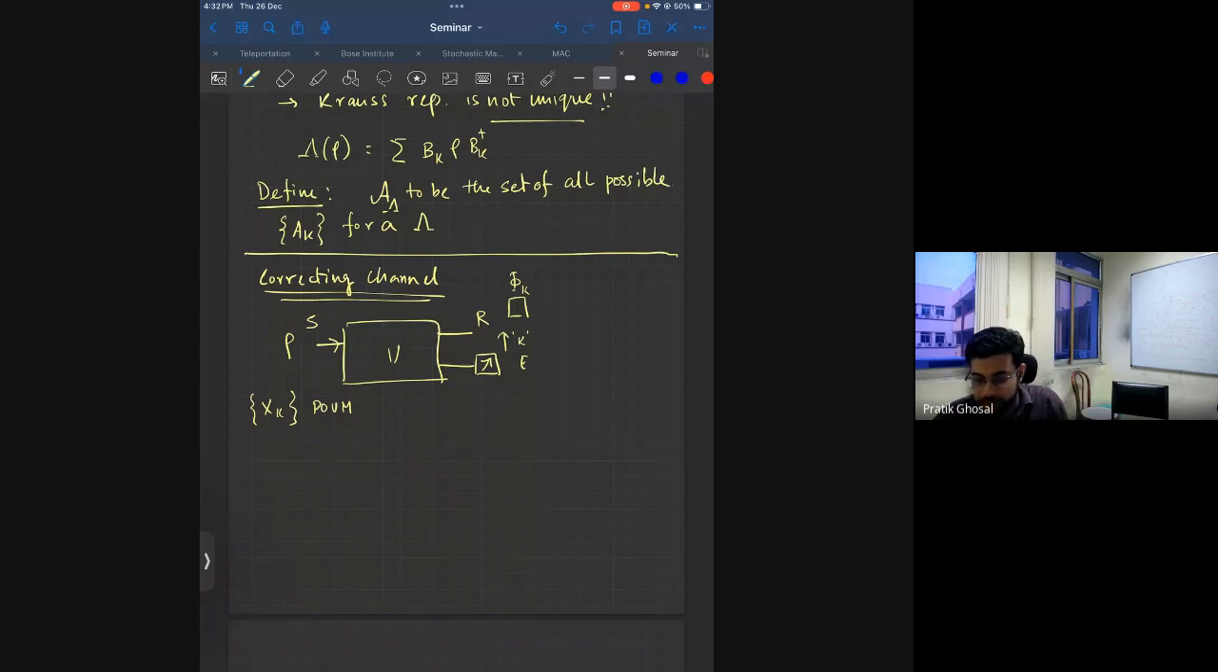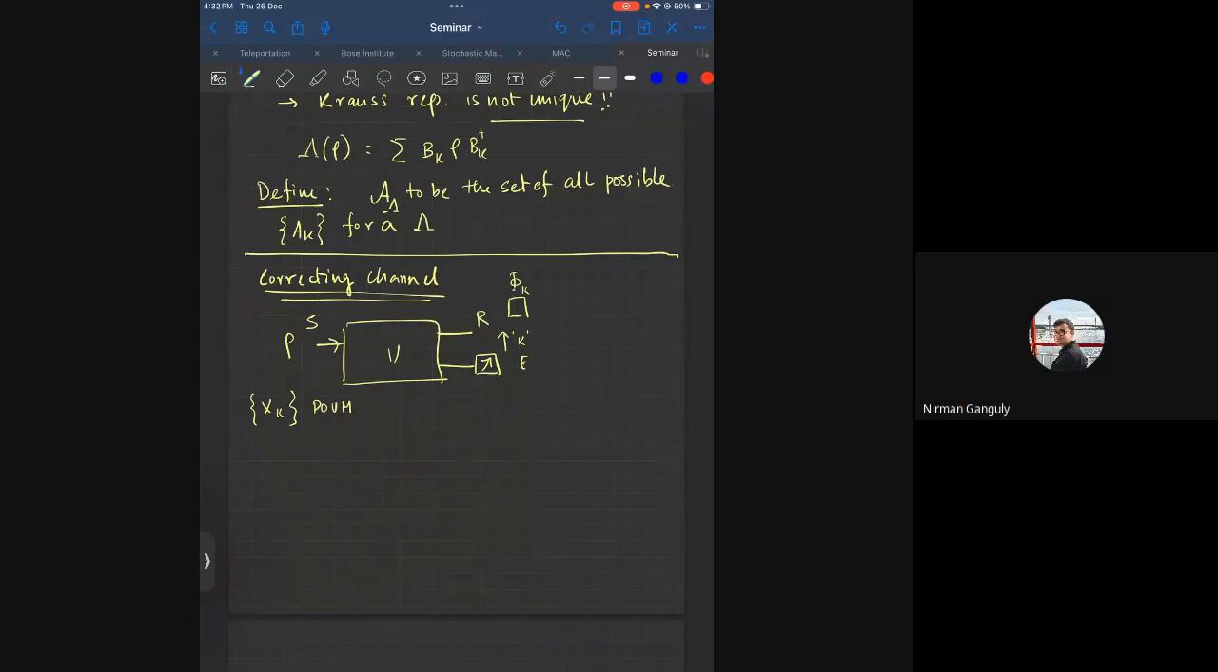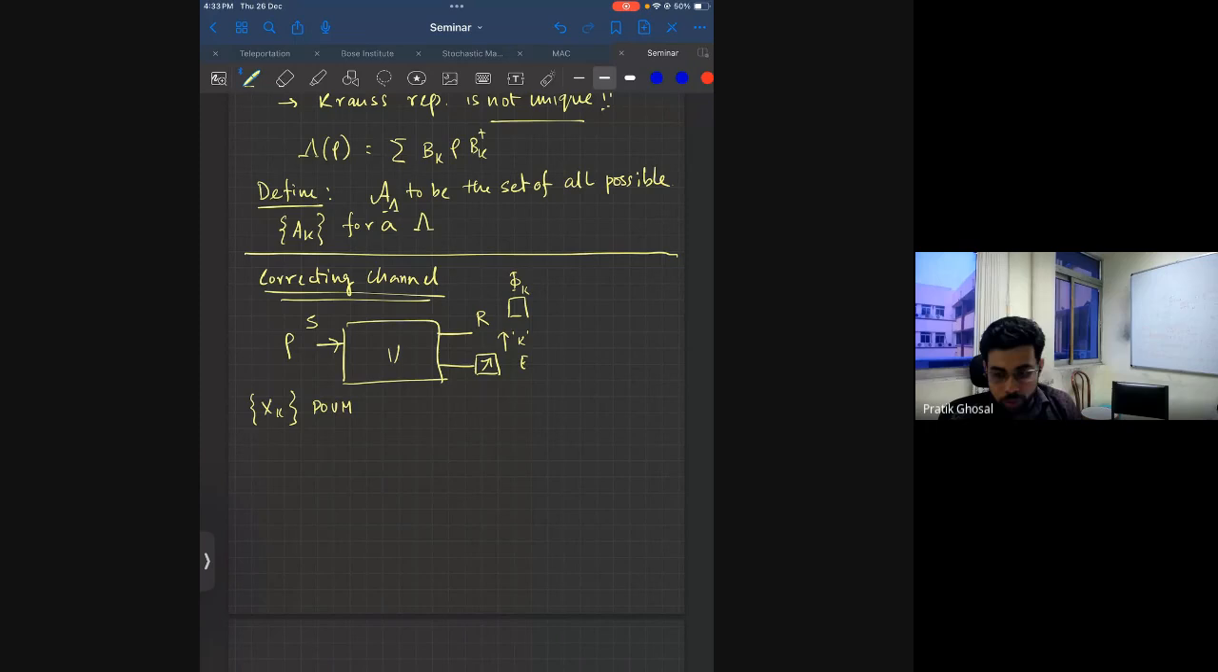Yeah, Nirmanda. Yes, Pratik, I had one question. As you said, the cross representation is not unique, so we can have different types of cross representation. Is it possible that we can have some sense of optimal cross representation with respect to some operational task or something like that? Yeah, I will go there.